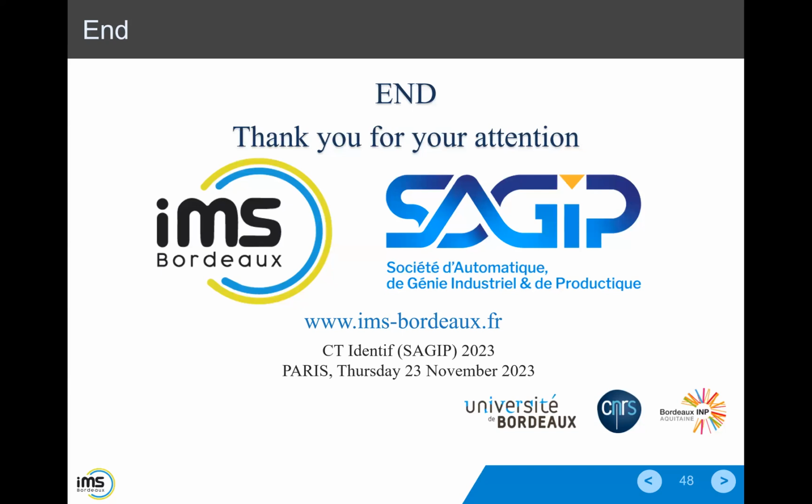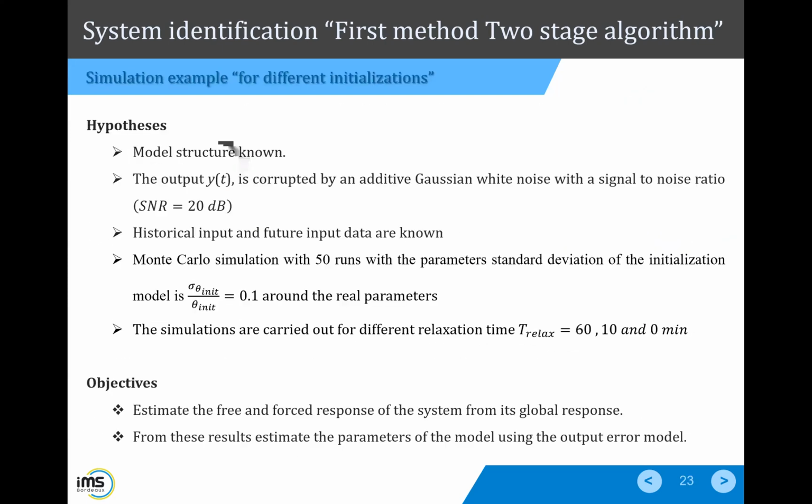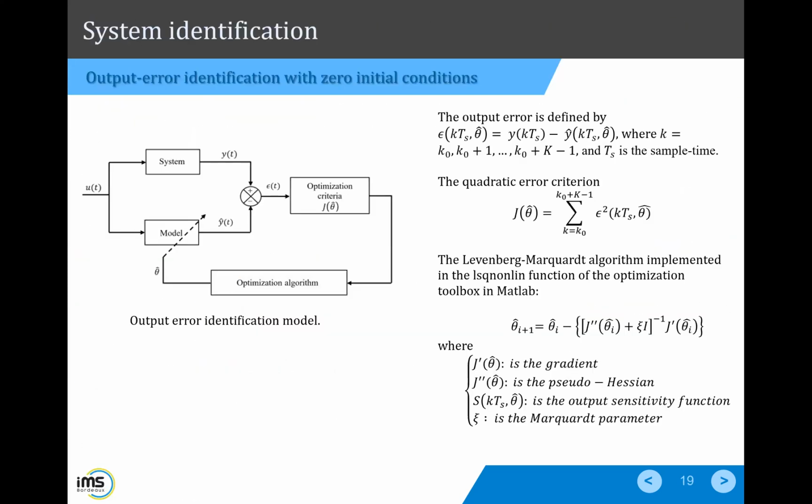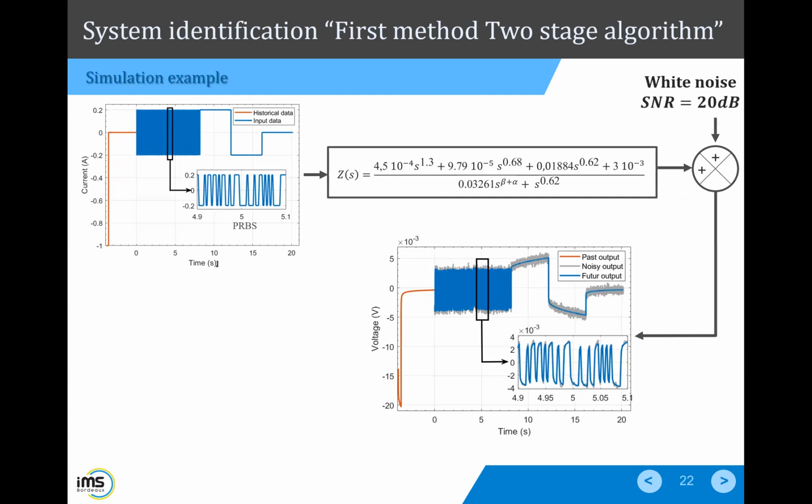Well, I didn't understand, how do you distinguish free response and forced response? Because you have the output voltage variation, and you are setting an input excitation current. That's right. Show, for example, the examples. Okay, yes, here for example.